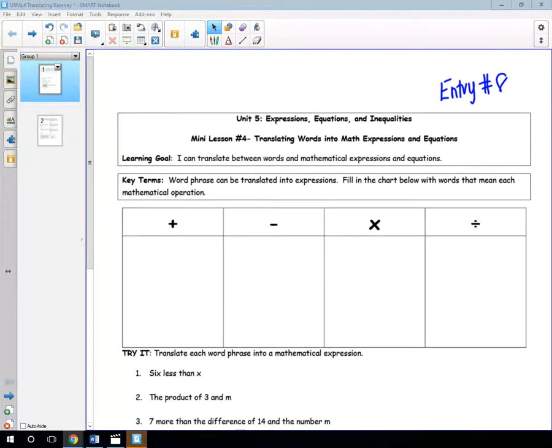Okay, by the end of today, guys, let's look at our learning goal. By the end of today, I want you to be able to explain to someone else how to take words and translate them into either a math expression or a math equation, okay?